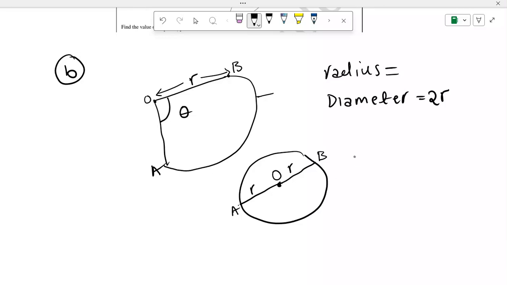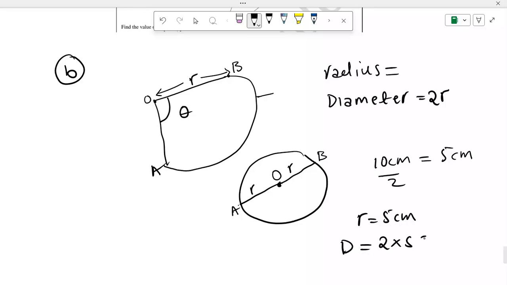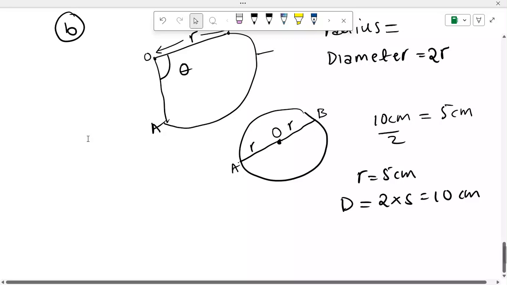Be mindful of which one is the diameter. If they give you a diameter of 10 centimeters, meaning the radius is what? We divide by 2, so the radius is 5 centimeters. If I give you a radius equal to 5 centimeters, what is the diameter? Diameter is 2 radius, meaning the diameter is 10 centimeters. That's what you have to know.